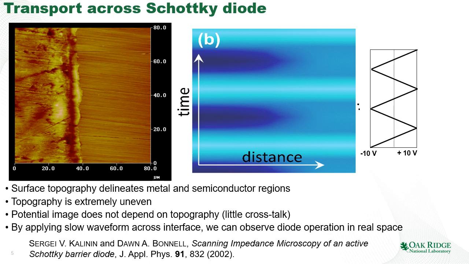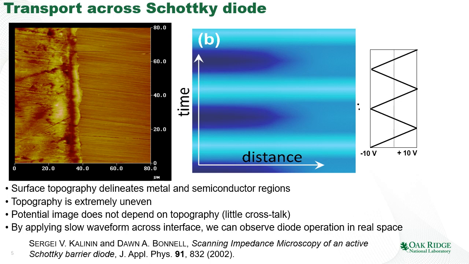And I do it very slowly. The period of this wave is about 1,000 seconds, so it's 1 millihertz. And while I'm scanning across the surface, each line is acquired in about 1 second. So if I compare the surface potential image to this applied bias, I can see that when I'm forward biasing the system, I don't see any potential drop. And when I negative bias, I start to see the potential drop at the metal semiconductor interface.